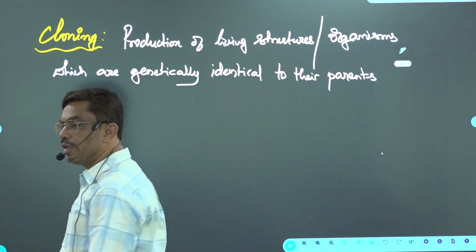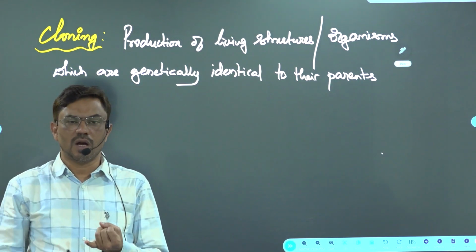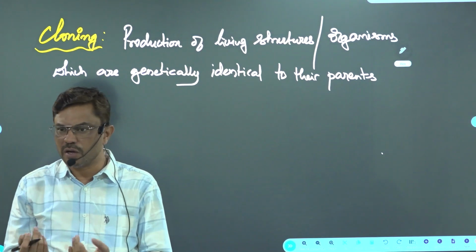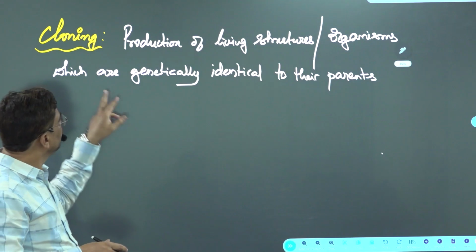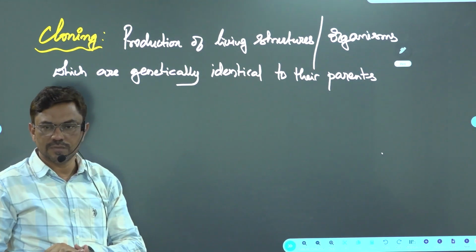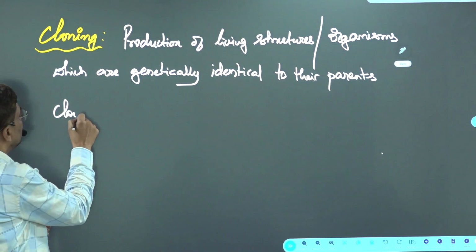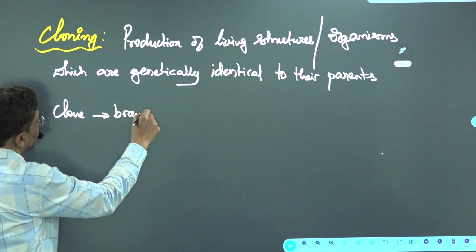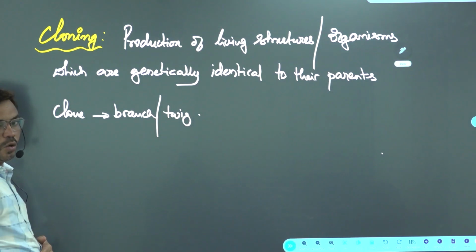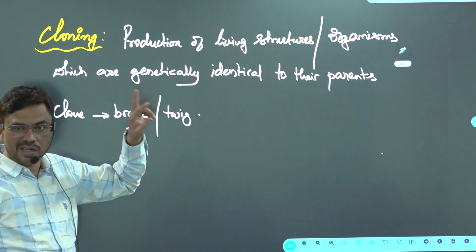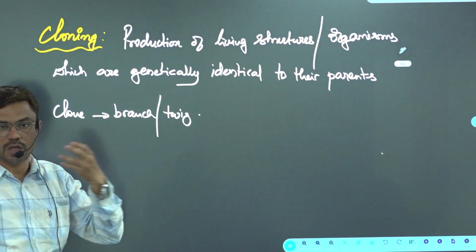So, what is cloning? The production of living structures. Living structures means that may be a cell or that may be a genetic material, that is, part of DNA. So, the production of living structures or a complete whole organism which are genetically identical to their parents, that is called the cloning process. The literal meaning of clone is branch, or you can say fig. These are the Xerox copies of their parents, you can say.